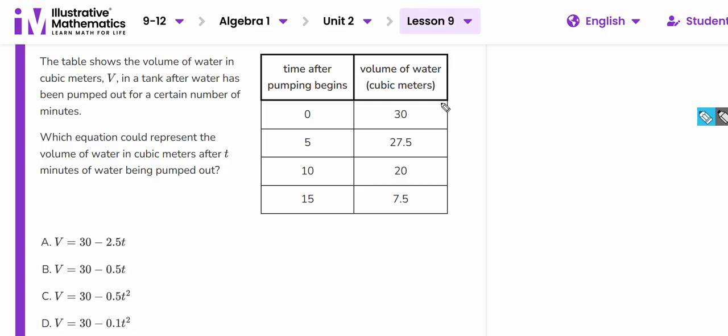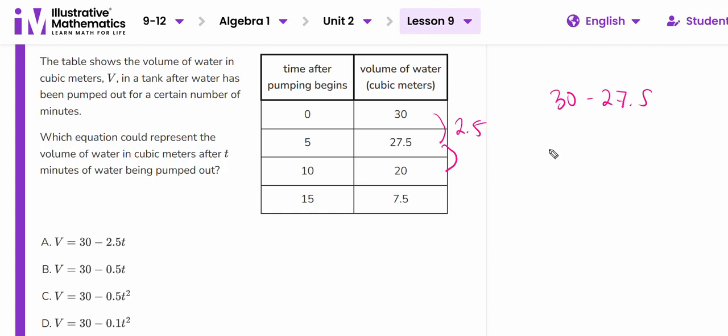So we have the volume of water in cubic meters. We have the time, so we go from 0 to 5 to 10 to 15. Now let's figure out the rate of change between these two values. Now, if you can see the rate of change, that's great. If you're having a hard time seeing the rate of change, what you're going to do is just subtract these terms. So you're going to say 30 minus 27.5, and we get 2.5.